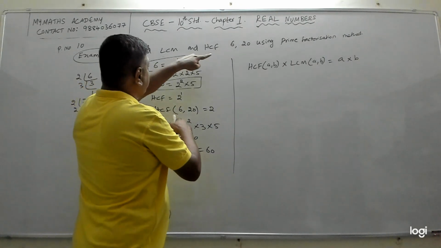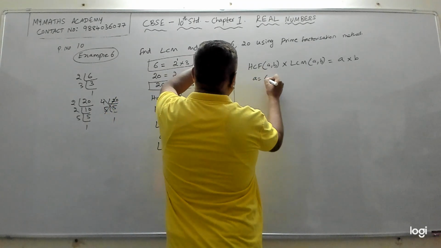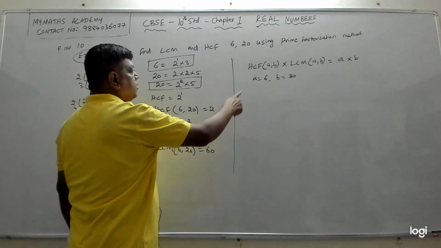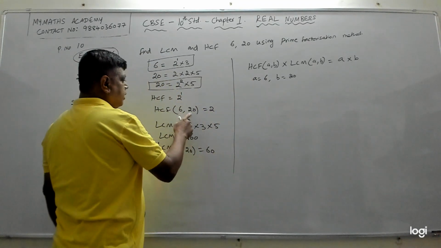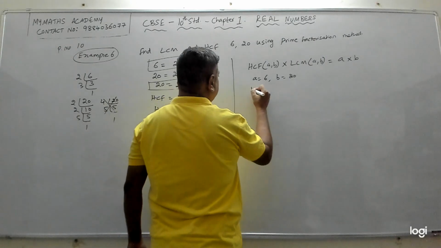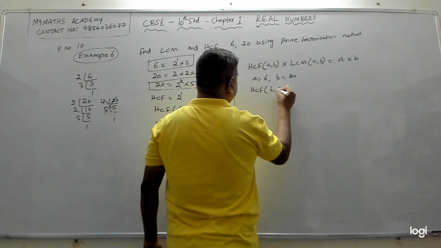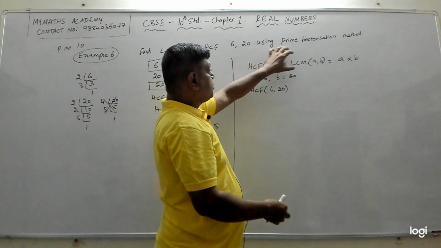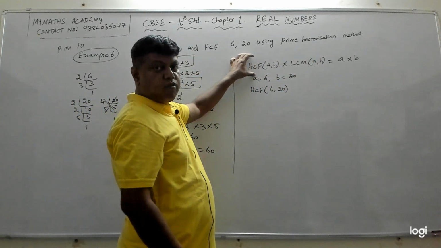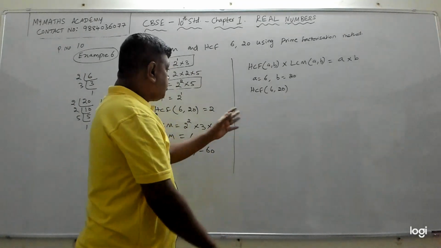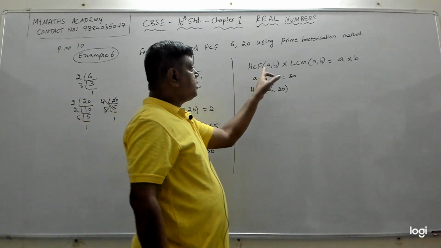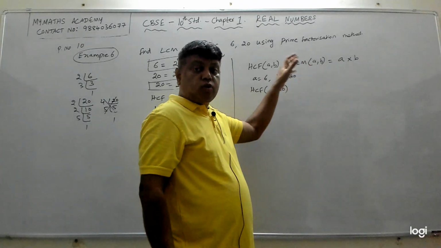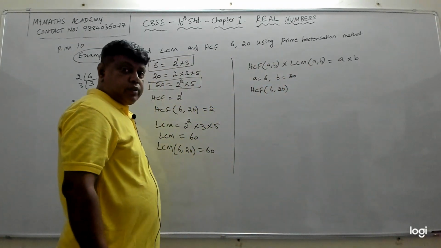Suppose in this case, you take this example. My A is 6, my B is 20. Two numbers. Now what is the HCF of A and B? So the HCF of 6, 20 is what? I am just explaining this relationship or formula, what this formula means and how it works. Further, I am using this example to explain this. HCF of two numbers into LCM of two numbers will be equal to the product of the two numbers. This is always true.